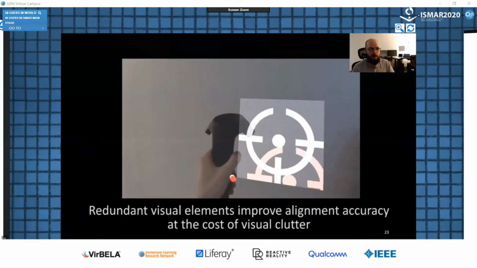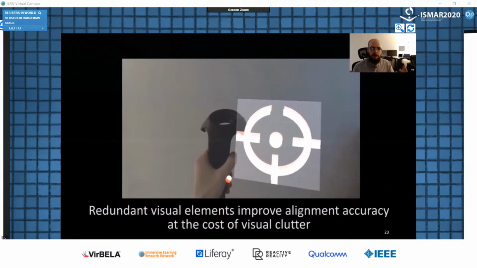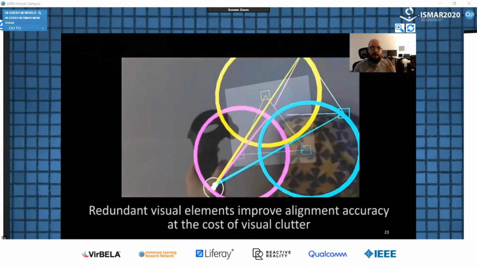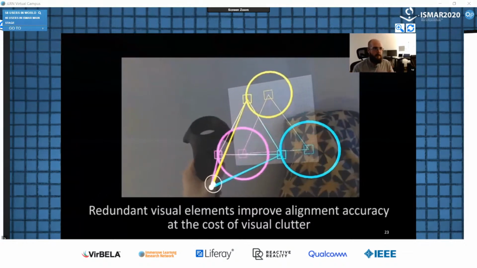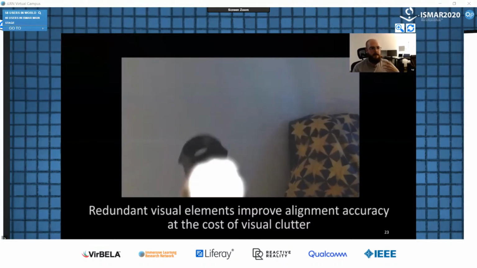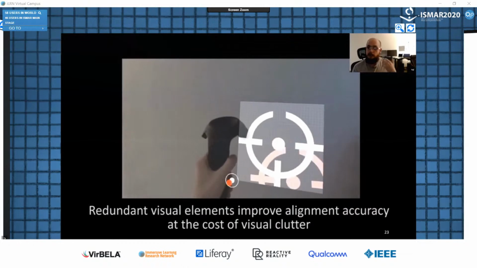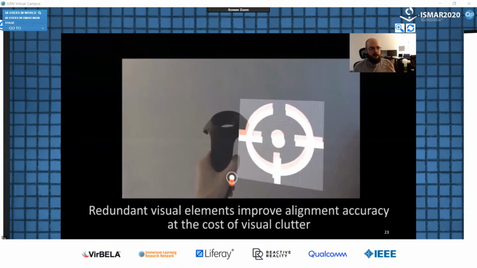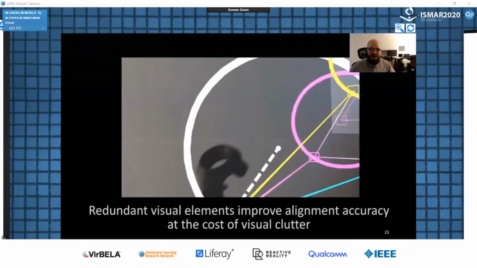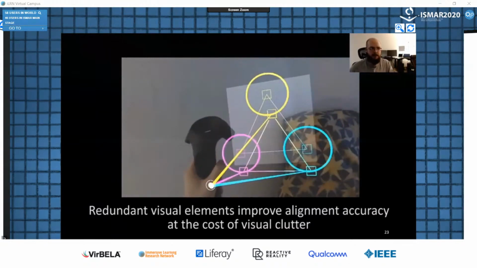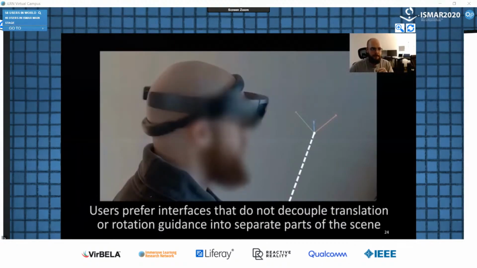So what are the main takeaway messages from all this? So it's good to have some redundant visual elements when you're indicating the translation and rotation alignment. But if you have too many of them, then that redundancy will cause cognitive overload. So we saw that with some of the interfaces where we had multiple radius bubbles, and this ended up being overwhelming to some of the participants. So you have to balance it.